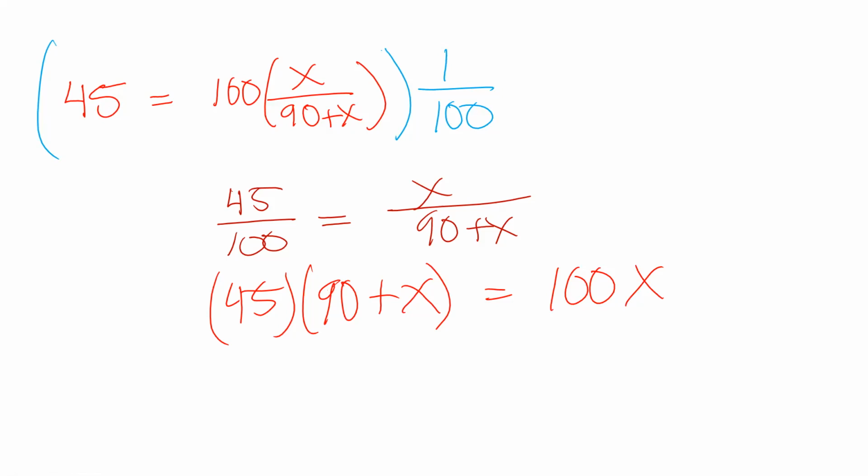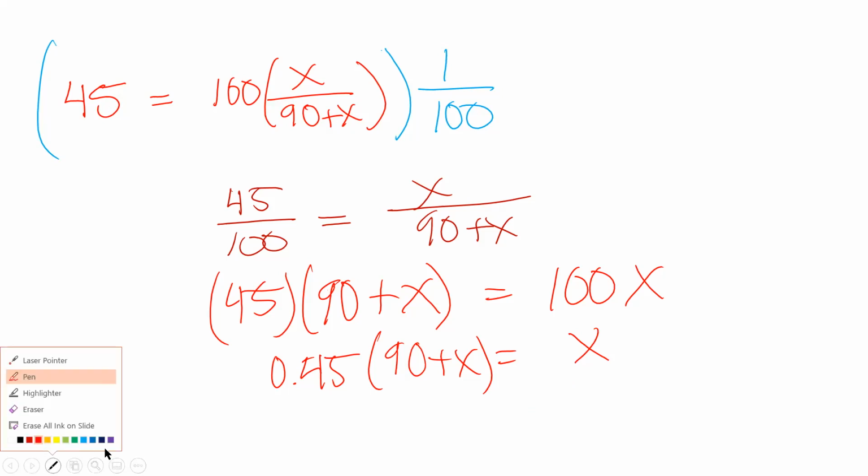Because then I divide by 100 on each side. Right? Yeah, absolutely. And you have x is 0.45 times 90 plus x over 100. Oh, but you still have 2 x's. Okay, so you're here. Are you still with me where I am? Yes.